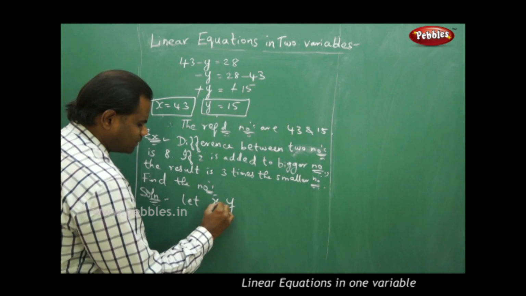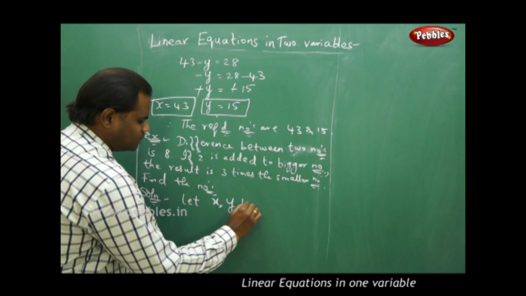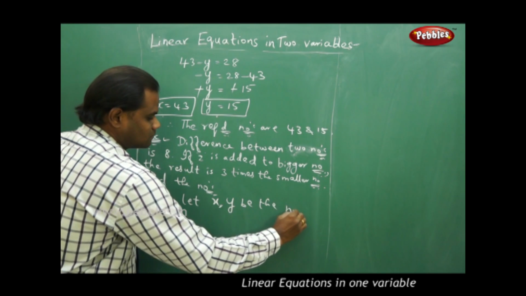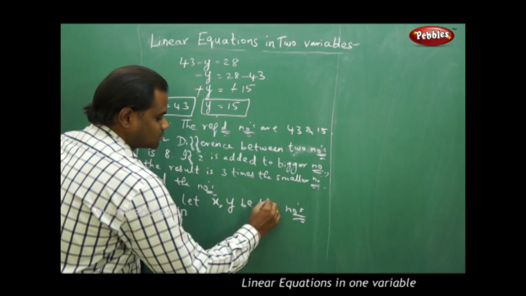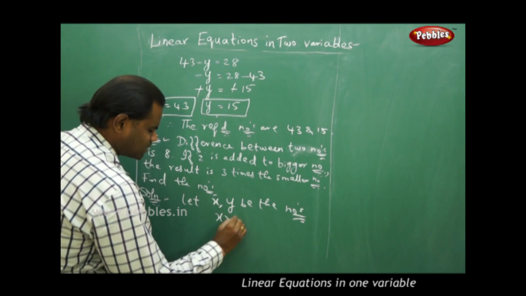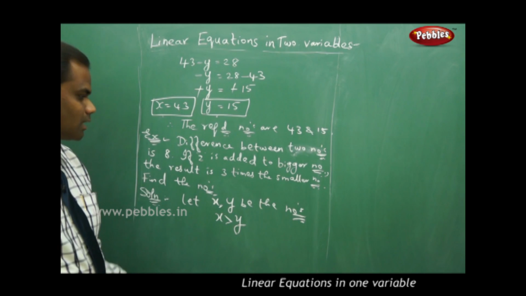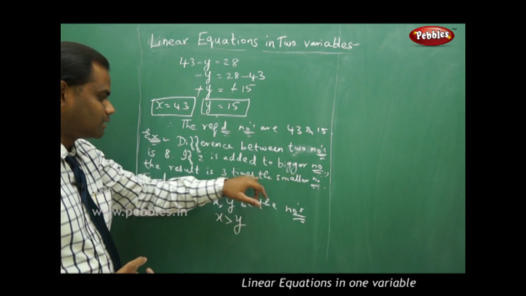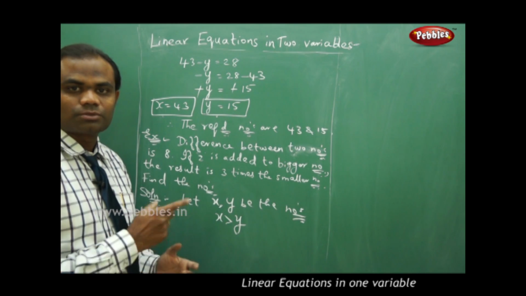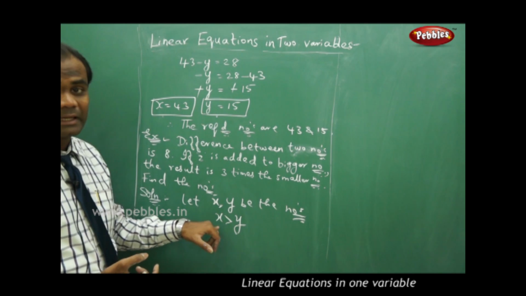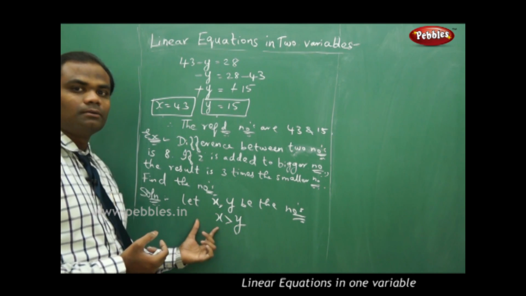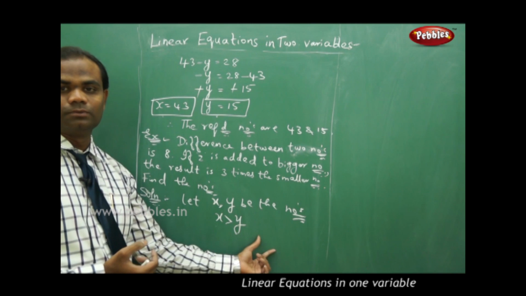Because I don't know the numbers, as in the previous case, I take x, y to be the numbers, assuming that x is greater than y. Because I have to identify the bigger number and the smaller number, I assume one of them to be bigger. So in this case, x is the bigger number and y is the smaller number out of these two.